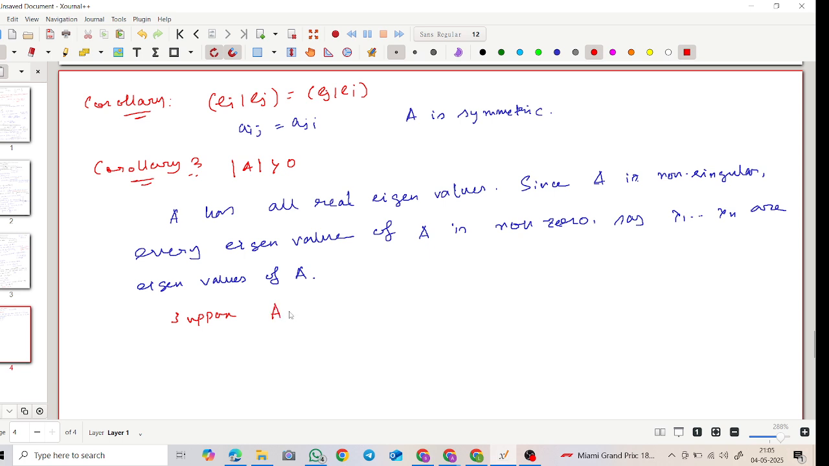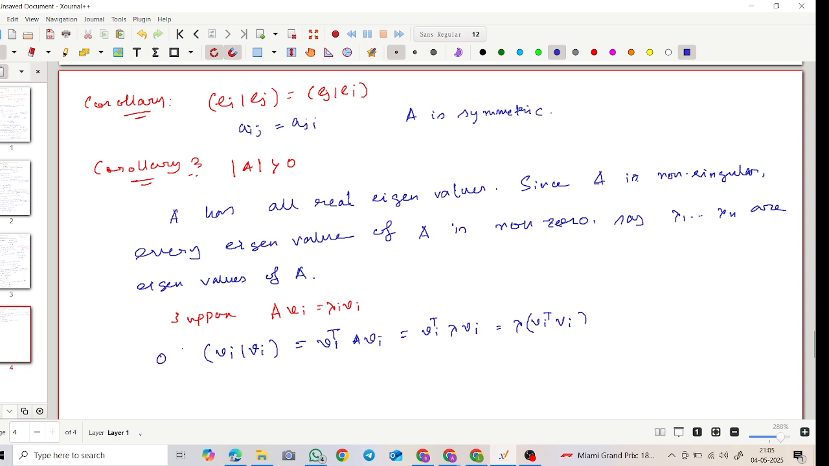Suppose A Vi equals lambda_i Vi, that is, Vi is the corresponding eigenvector. Now you see, what is the inner product of Vi with Vi? That is Vi transpose A Vi, which is Vi transpose lambda Vi, that is lambda Vi transpose Vi, right?